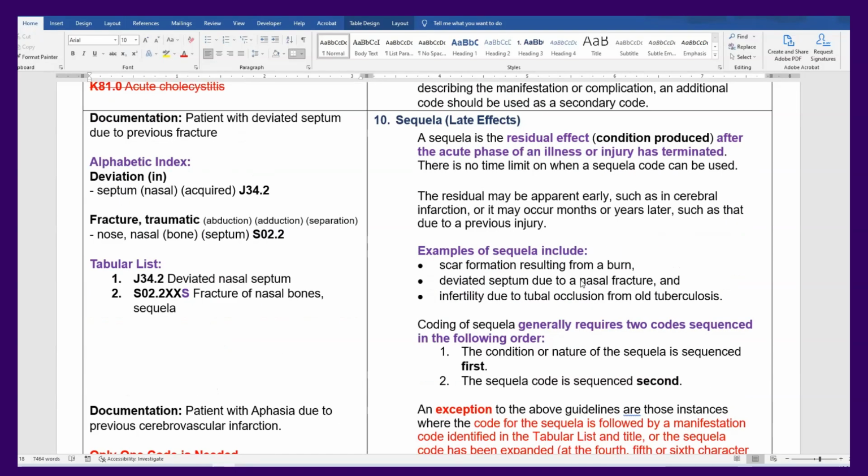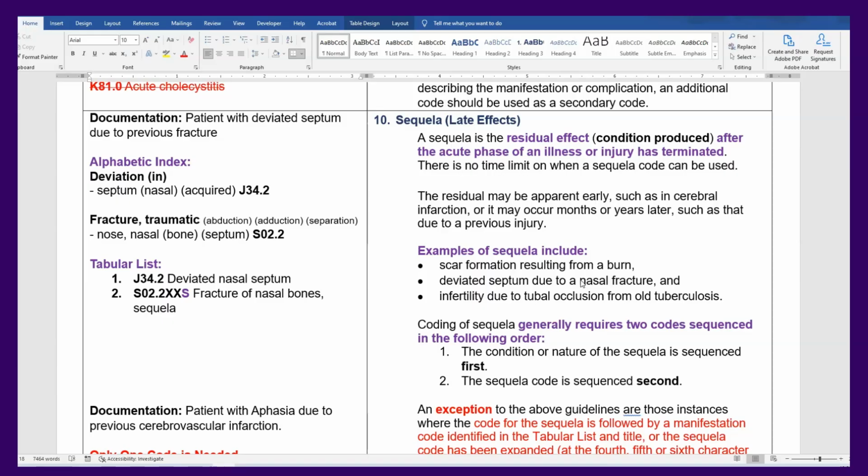Okay, sequelae codes. They used to be called late effects in ICD-9, and now we call them sequelae. The definition of a sequela is the residual effect, which is the condition produced after the acute phase of an illness or injury has terminated. There's no time limit on when a sequela code can be used. The residual may be apparent early, such as in cerebral infarction, or it may occur months or years later, such as that due to a previous injury.